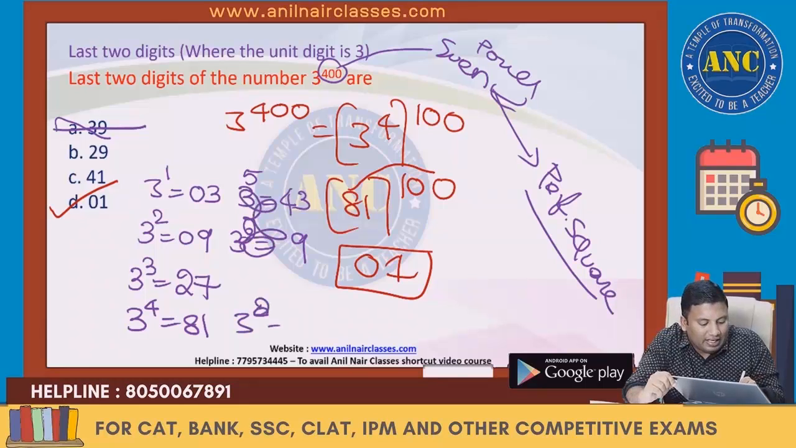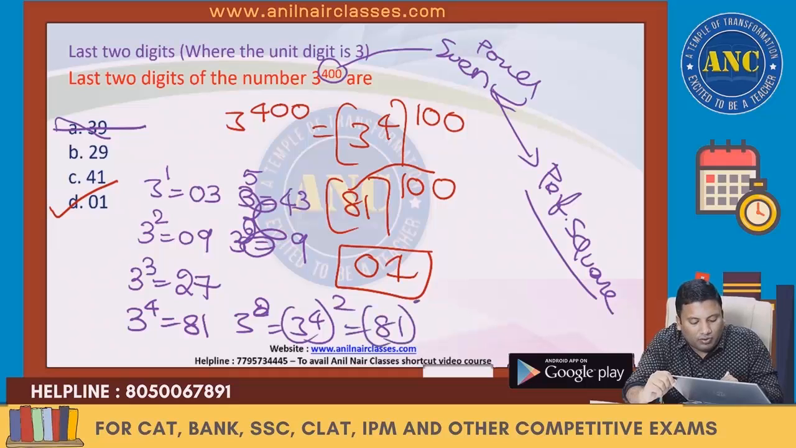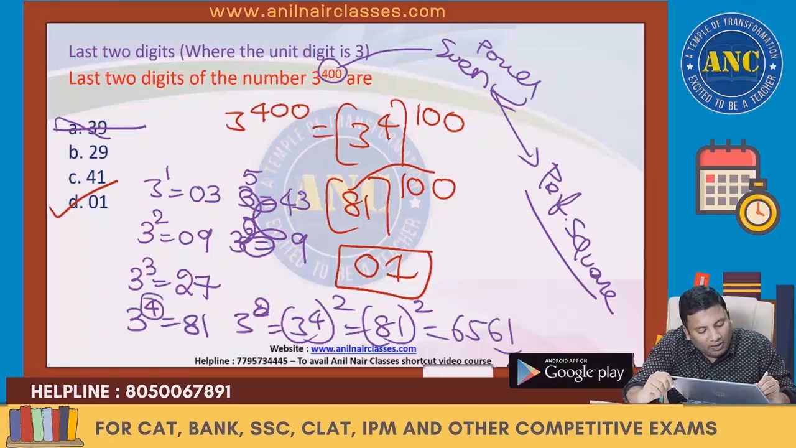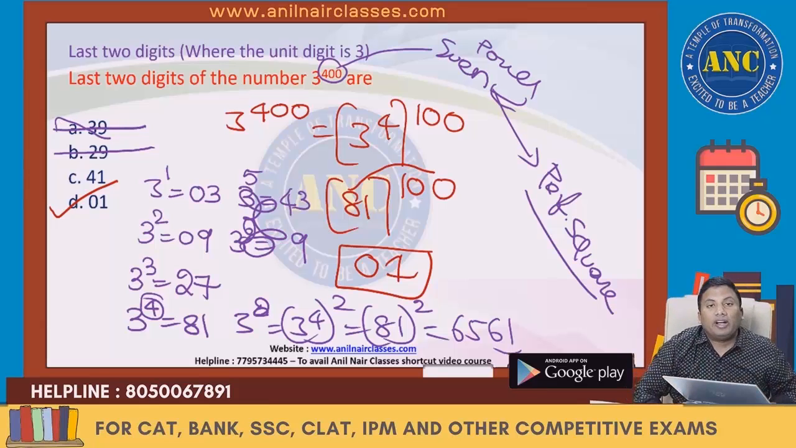3 power 8 is nothing but 3 power 4 whole square, 81 square. Are you with me? Which is 6561. That means if the power is 4, the unit digit is 1. So 29 is eliminated. 39 is eliminated. You can eliminate a lot of incorrect answer options using a variety of logics.